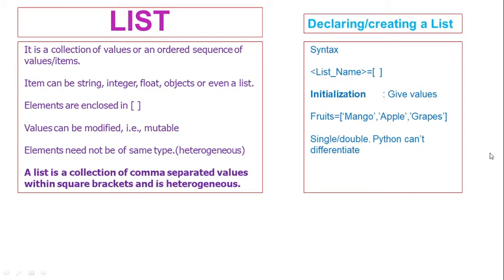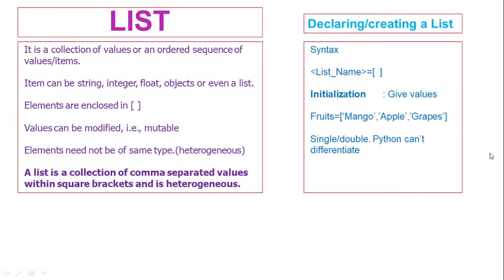So here we can explain: fruits equal to mango, apple and grapes in square brackets. Here fruits is a list having 3 elements, or 3 values, or 3 items. Mango is the first item, apple is the second item and grapes is the third item. Here also we have the concept of index. The index starts with 0, the left index, and the right index starts with -1. Most of the time we take the left index, that is 0. So the subscript of mango will be 0, apple will be 1, and grapes will be 2. Hope you get the idea.